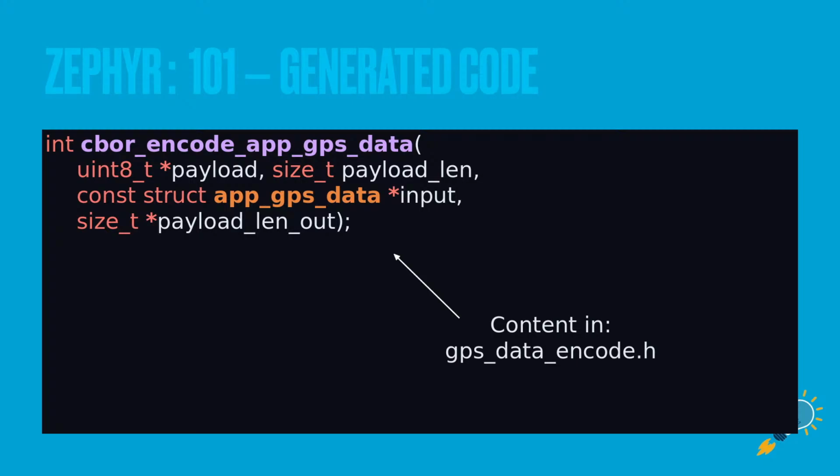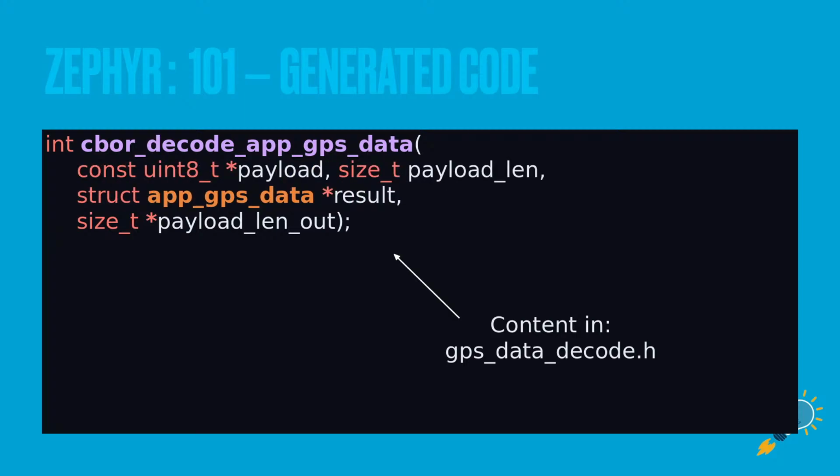Here in the header file, this is what the encoder looks like. So zcbor_encode_app_GPS_data, and they placed it in GPS_data_encode.h. It's taking a payload, so a buffer. You want to indicate the size of that buffer in the second argument, then a pointer to the data that you are trying to encode, and then a pointer to a size value, which will indicate how many bytes were used in the buffer. Not always will the buffer be full. It might be less than the size of the buffer, and then you know how many bytes. When you read that payload length out, you'll know how many bytes you need to send.